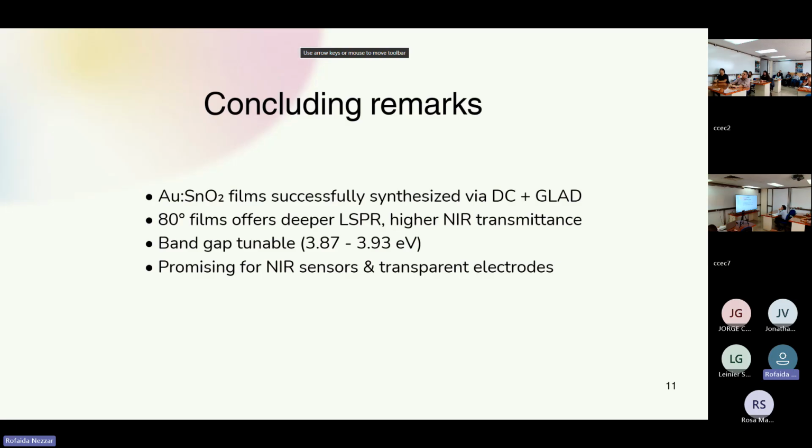properties. The 80-degree film exhibits enhanced plasmonic absorption, a higher near-infrared transmittance, and a slightly larger band gap. And the analysis of the X-ray diffraction confirms the coexistence of the tin oxide and metallic gold phases together with microstructural anisotropy due to the oblique deposition.